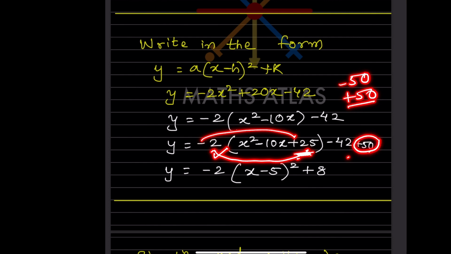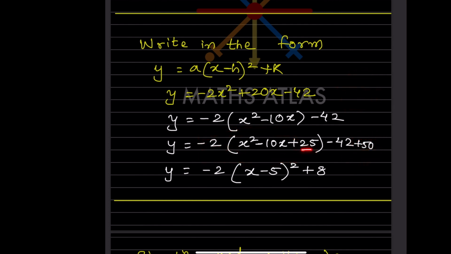Hope you got this one. So if it was here plus 50, you could have taken here minus 50. So this is very important. Many of them go take 25 over here. That is wrong because here there is 2, so this should be multiplied. So this is minus 50, so there should be plus 50.